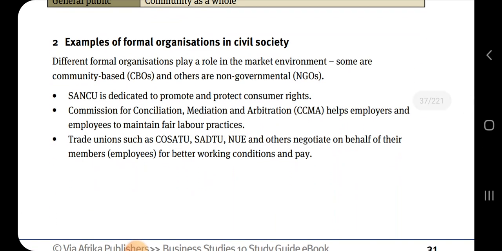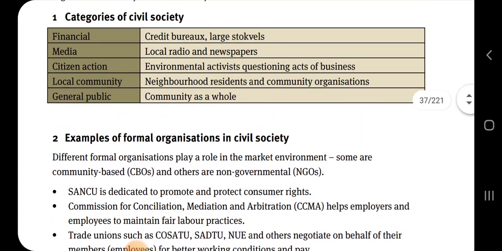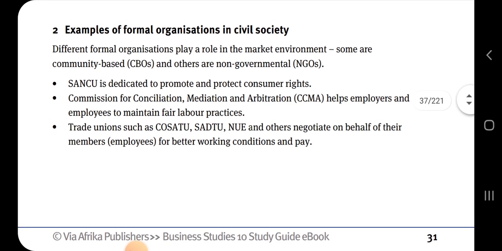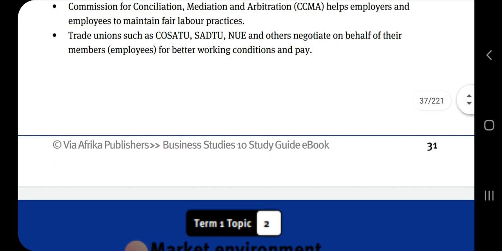So there are examples of formal organizations in civil society. Different forms of organization play a role in the market environment. Some are community-based, CBOs are community-based, and NGOs are non-governmental organizations. So we have the CBOs and the NGOs. SANCU, we have the CCMA, we have COSATU, like the trade unions as well. So those are examples of formal organizations in civil society.